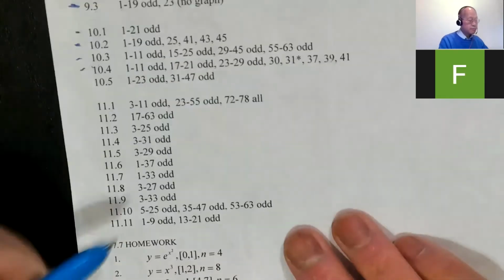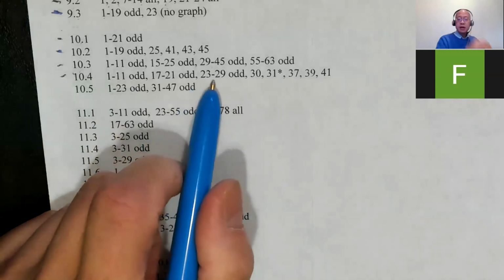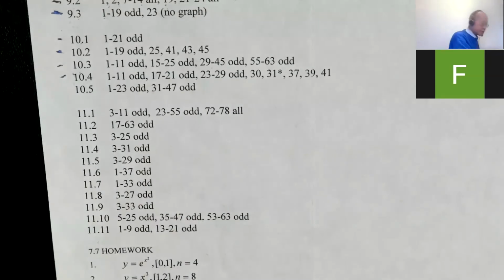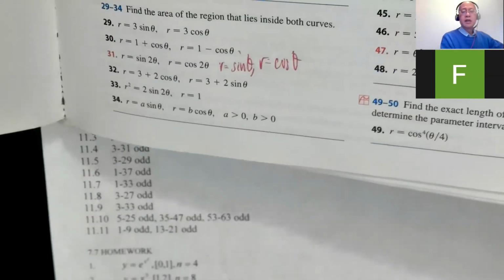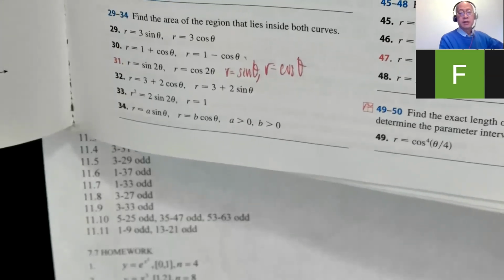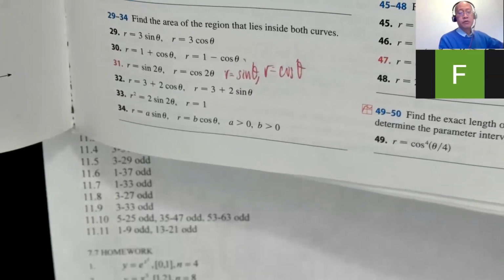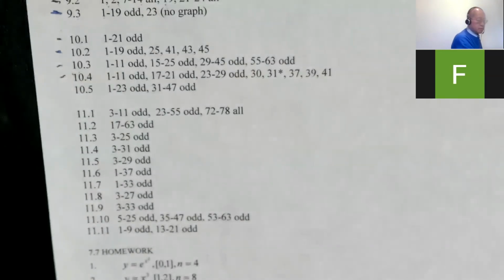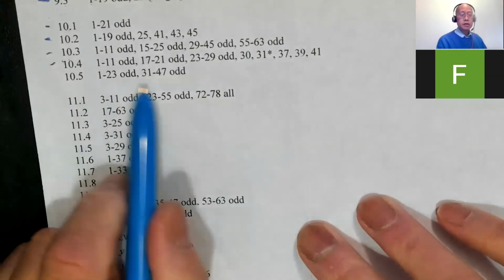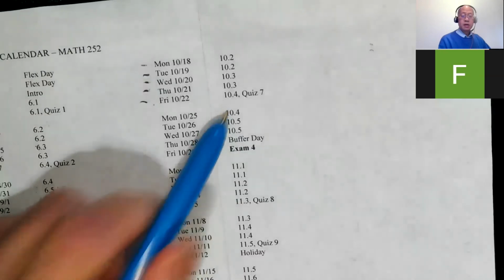Let's take a look at where we are. So I've done up to somewhere around here. So Monday, I'll knock off the rest of these, 30, 31 star. Reminder, 31 star, I'm changing it. It's on page 673. Instead of r equals sine 2 theta and r equals cosine 2 theta, I change problem 31 to r equals sine theta and r equals cosine theta. A little bit easier. So don't look in the back of the book for the answer. It won't be the same as that because I changed the problem somewhat. Okay, so I'll do the rest of that on Monday. Then we have Tuesday, Wednesday, and maybe Thursday to knock off 10.5, which is analytic geometry. And that'll lead us to the next exam, which is next Friday.